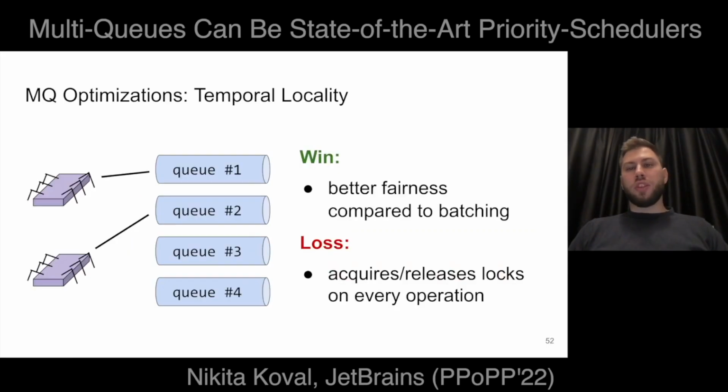So compared to task batching, we win by providing better fairness guarantees. However, we need to perform lock acquisitions and releases on each insertion and deletion, so it's worse in that respect. But remember that as we work with the temporarily local queue, these lock acquisitions and releases are much cheaper than in the classic multi-queue design.